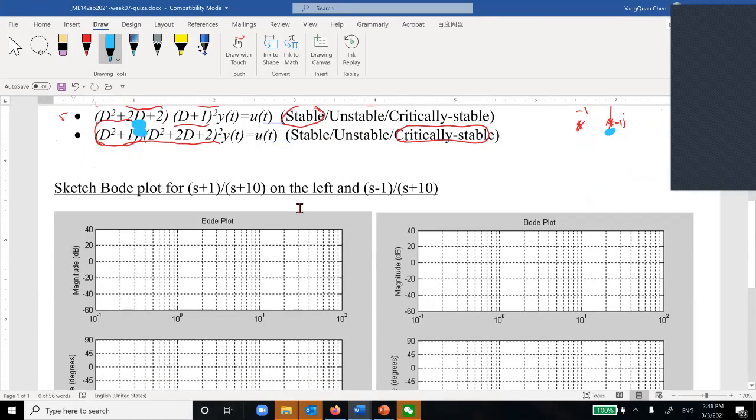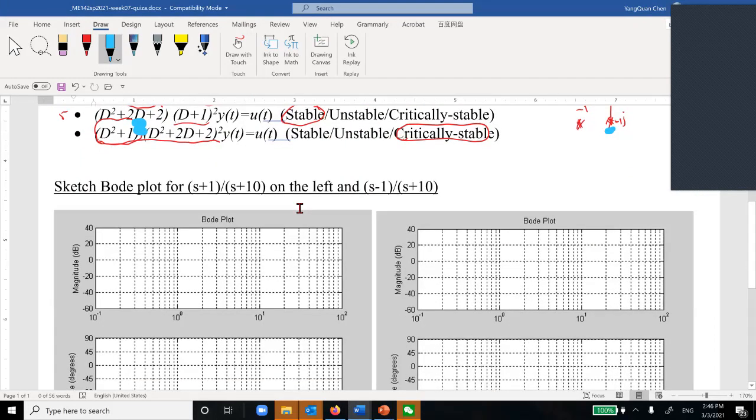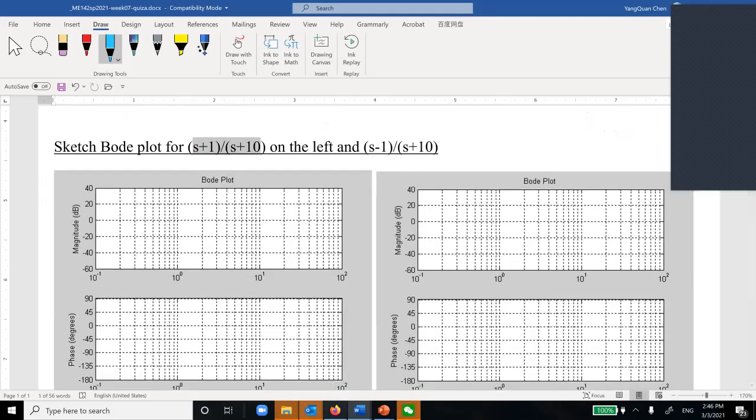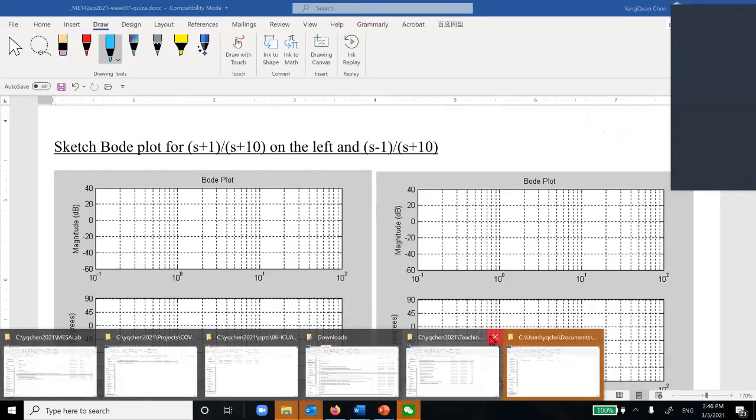So this one is to give you a chance to sketch a Bode plot. Last time we only did this case, right? I think you should be able to do that. Let me remind you what we did.